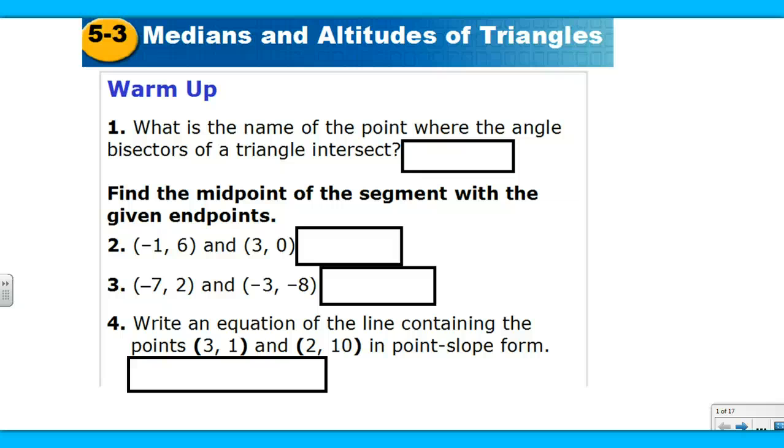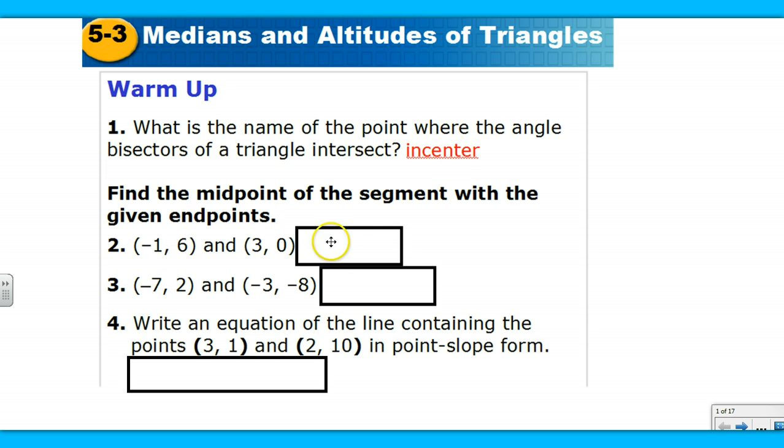Okay, Geometry, Chapter 5, Section 3, Medians and Altitudes of Triangles. Please pause the video, and when you have answered these questions, come back and check your work. Okay, number 1, what is the name of the point where the angle bisectors of a triangle intersect? And that is the incenter.